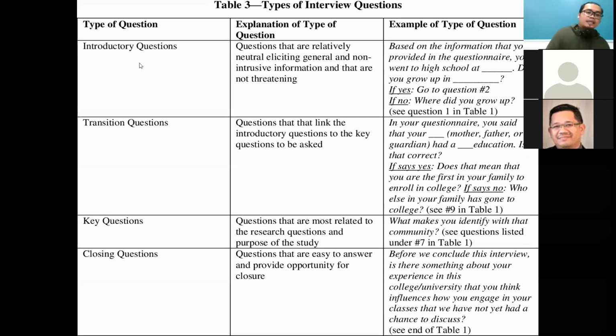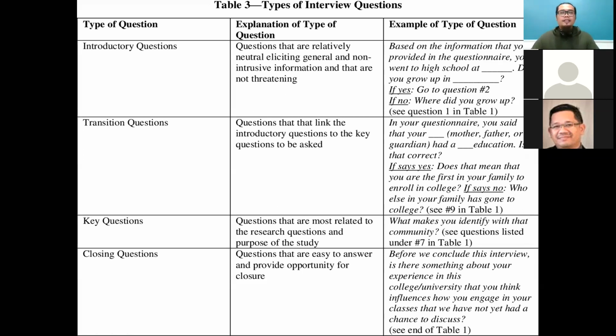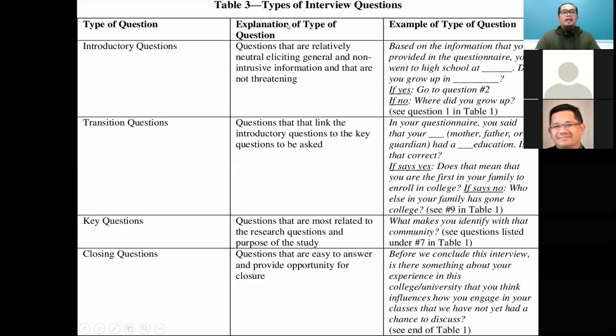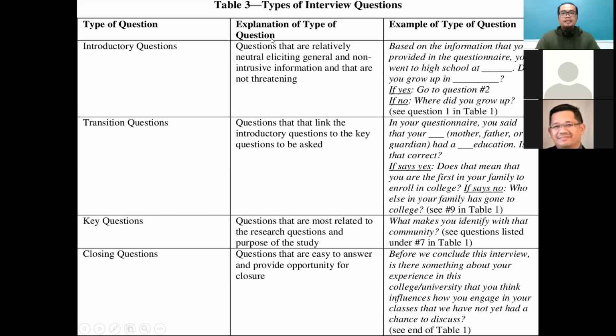We go through another piece of knowledge on the development of qualitative research questions. They have three areas here: type of question, explanation of the type of question, and example of the type of question. So this is another example table you can apply.